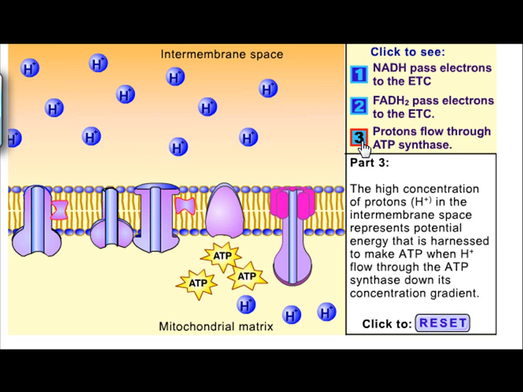This high concentration of hydrogen ions wants to come back down the concentration gradient to the matrix, where there are not as many hydrogen ions. When they come down that concentration gradient, it provides the energy for the ATP synthase to produce ATP from ADP.